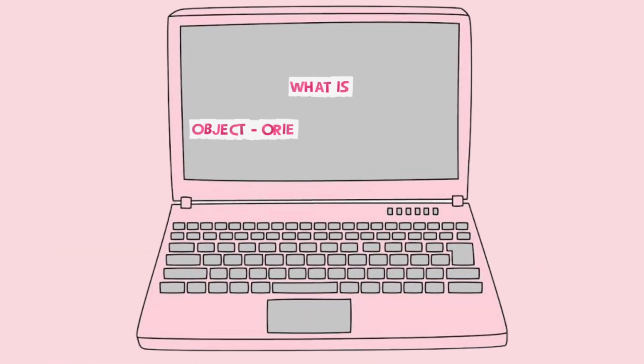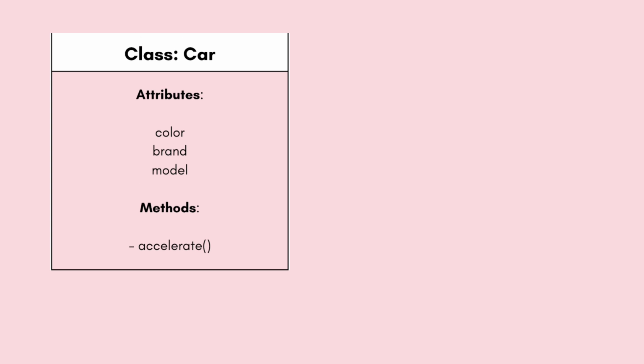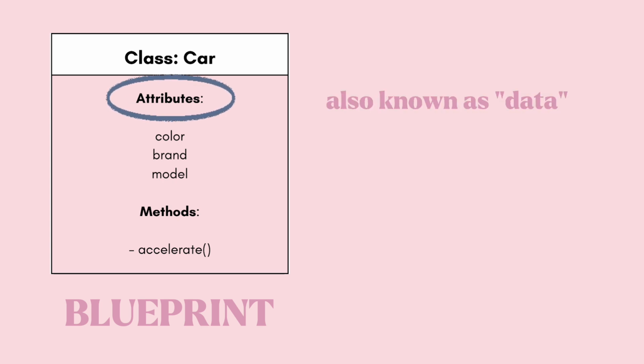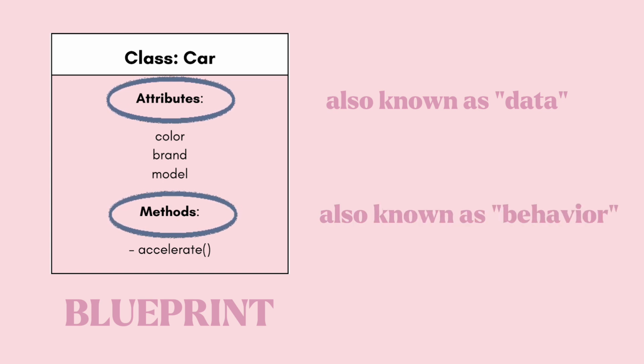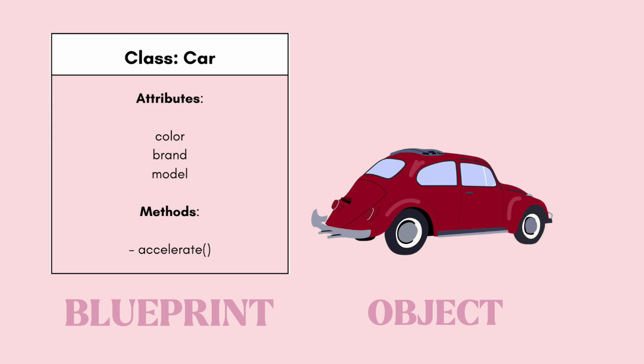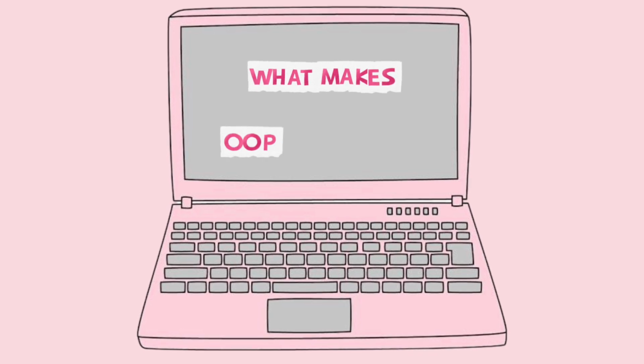What is Object-Oriented Programming? It is a way to write code by grouping things together. In here, we use a class as a plan or blueprint. A class describes what an object should have through its attributes, also known as data, and what it can do through its methods or the behaviors. From this plan, we create objects, which represent real things and hold the actual values of the attributes defined in the class.